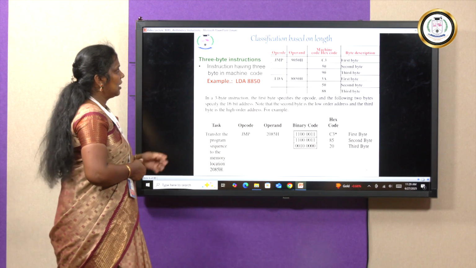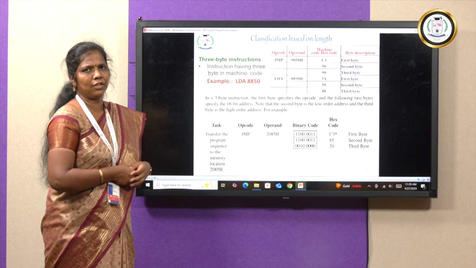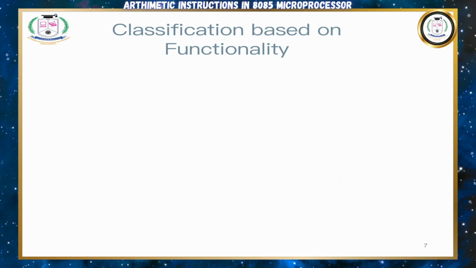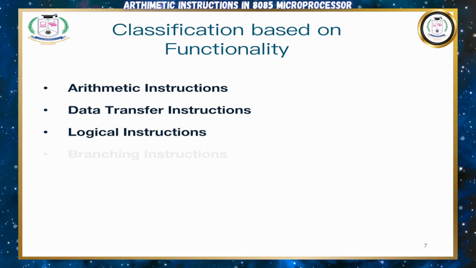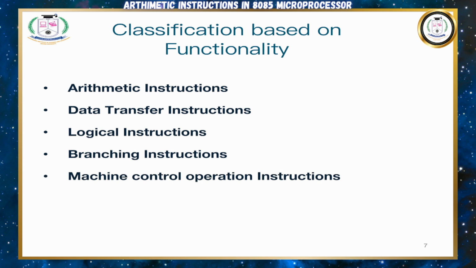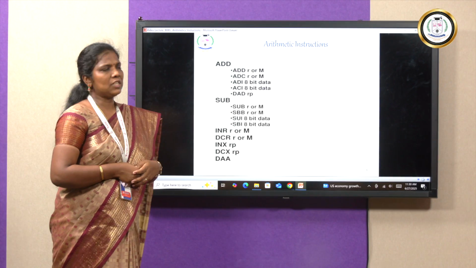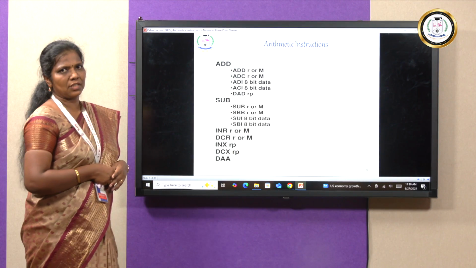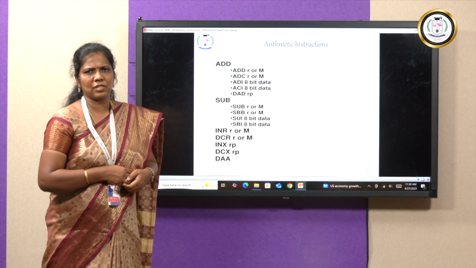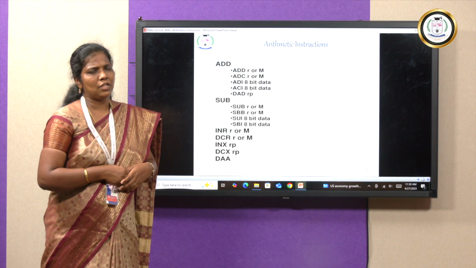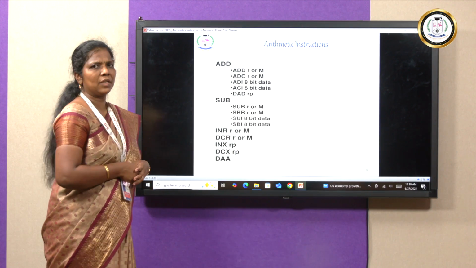So this is what the instruction set being classified into 3 types. Now moving on to the classification based on functionality. It has got arithmetic, data transfer, logical, branching and machine control operation instructions. So first we'll see about arithmetic instructions. So we all know arithmetic operations, addition, subtraction. So that is what has been dealt in the arithmetic instruction.